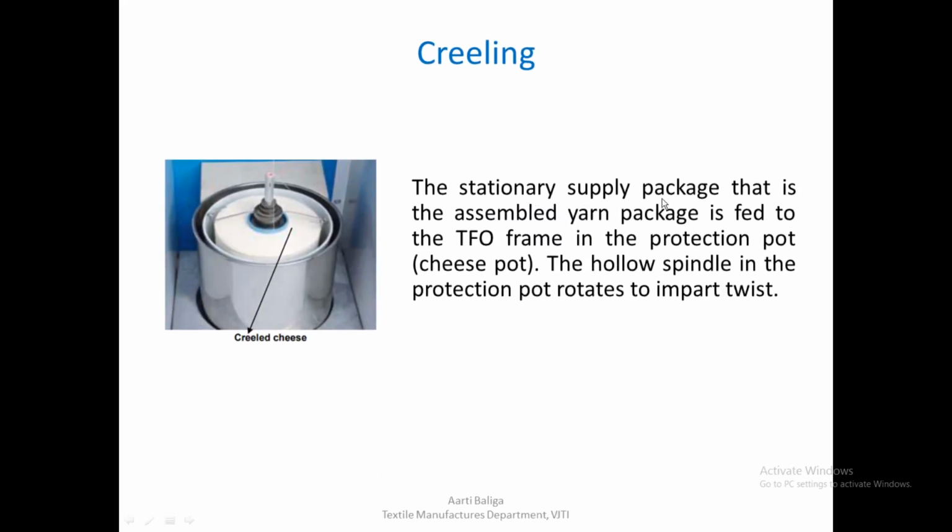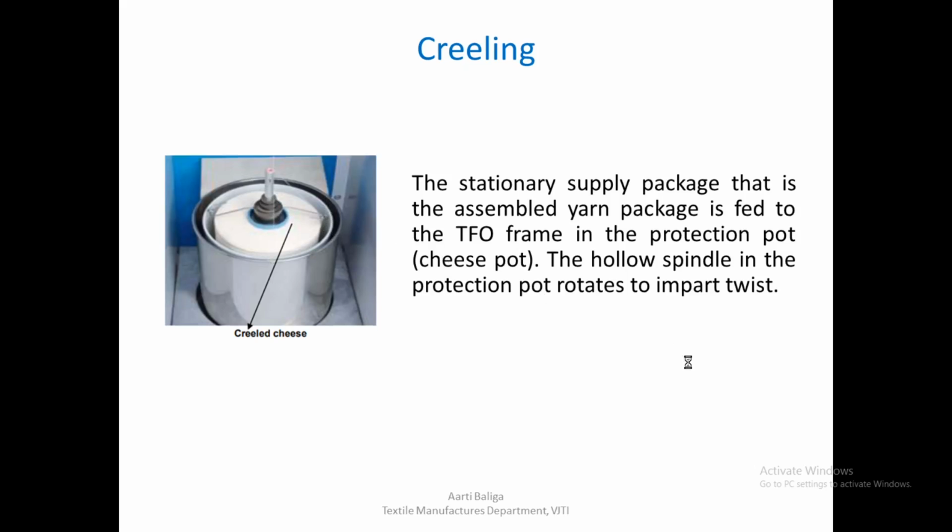Creeling. The stationary supply package, that is the assembled yarn package, is fed to the TFO frame in the protection pot, which is also known as a cheese pot. The hollow spindle in the protection pot rotates to impart the twist. The spindle is rotating. The pot is stationary.